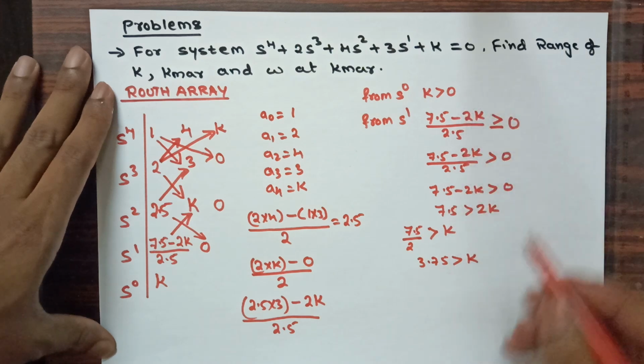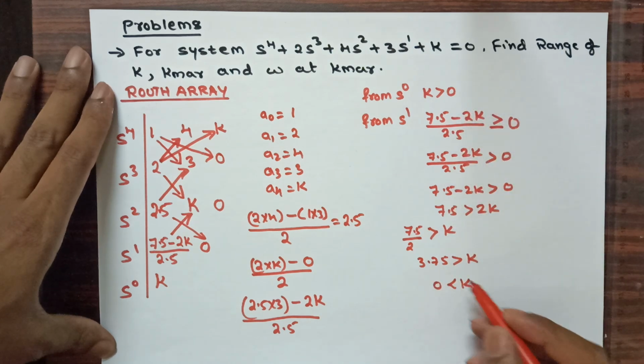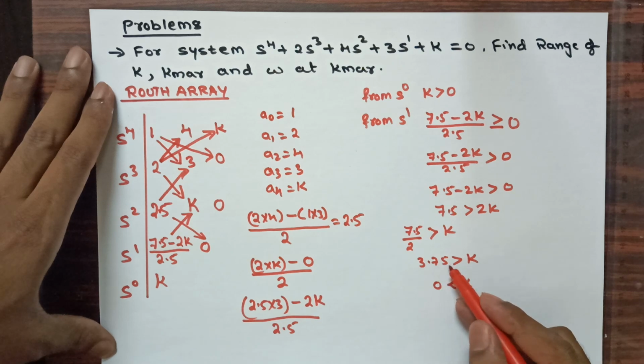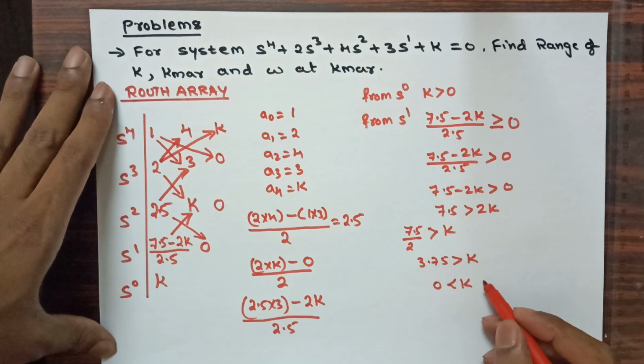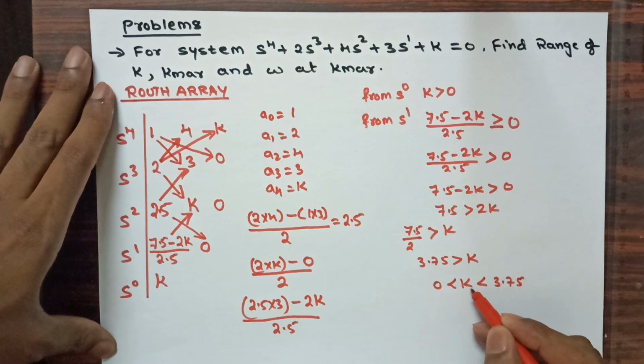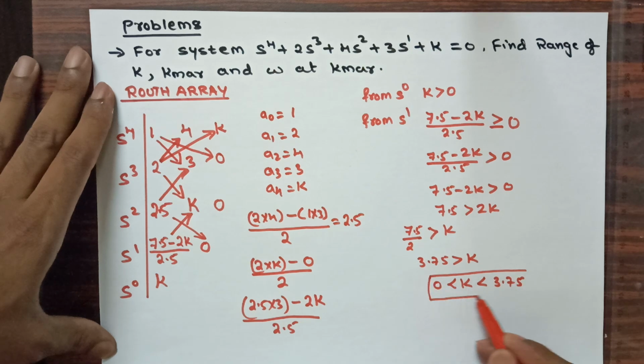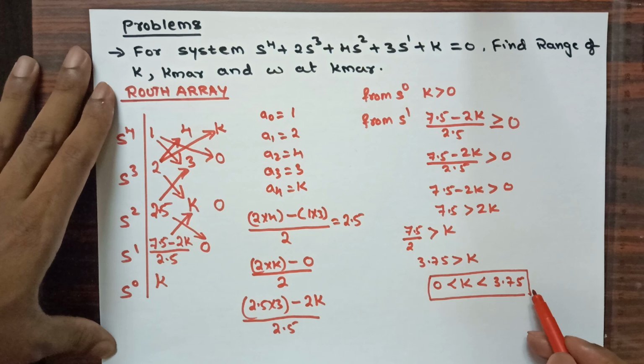Now as we know, from s to the power 0, first we are considering k greater than 0, that means 0 less than k, and here you can see that 3.75 greater than k. The range we got, the first solution, is 0 less than k less than 3.75. The system will be stable for this range, that is 0 less than k less than 3.75.